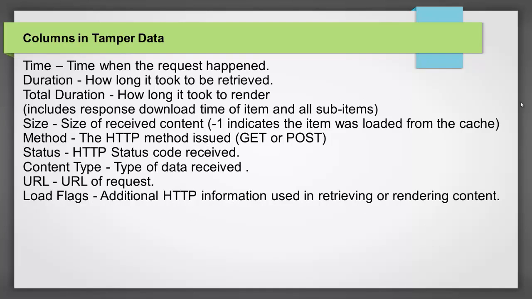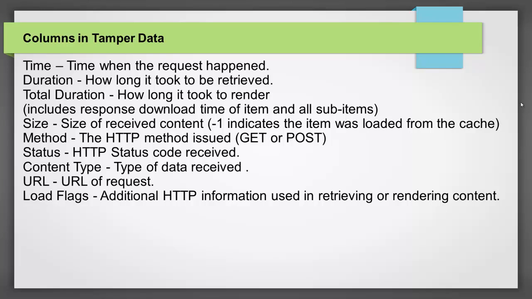There are various different columns in Tamper Data, and they mean the things listed here. The time column tells us the time when the request happened. The duration tells us how long it took to be retrieved. The total duration tells us how long it took to render, and it also includes the response download time of the item and all sub items. The size column tells us the size of the received content. The -1 here indicates an item that was loaded from the cache.